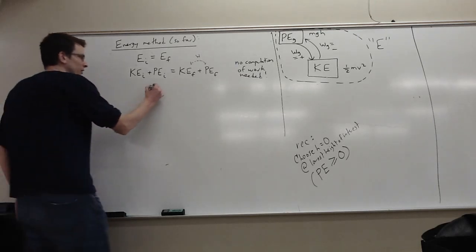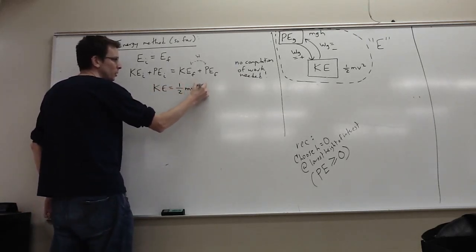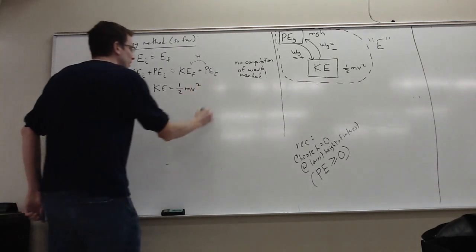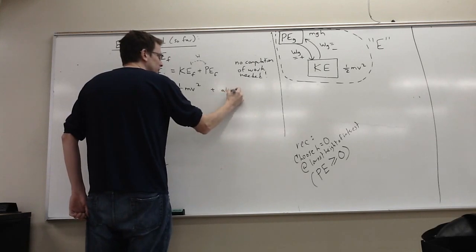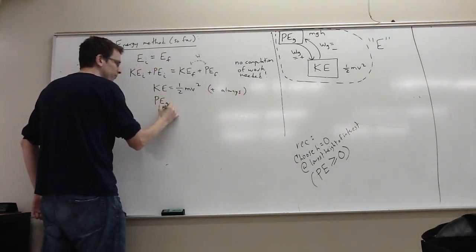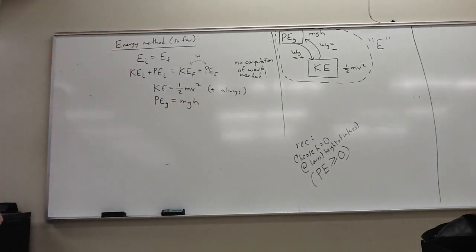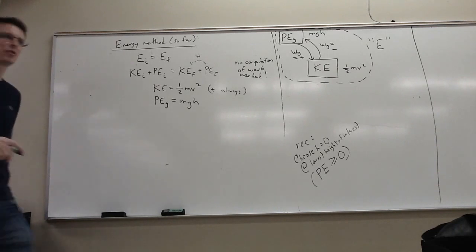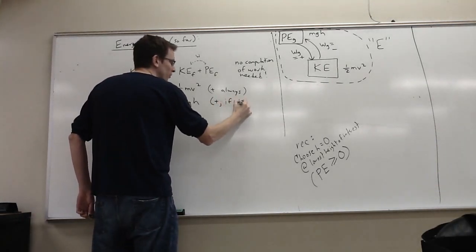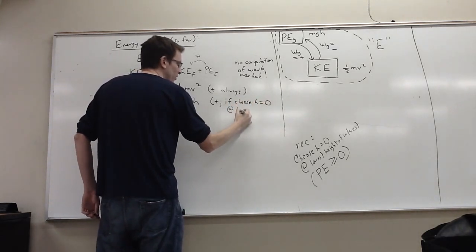So, let me remind you of the formulas, just so we have it all in one place. Kinetic energy, that's positive always. And potential energy, which is positive if you choose h equals 0 at the lowest height of interest.